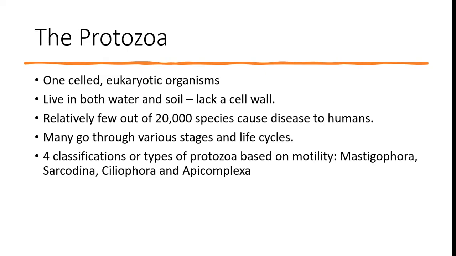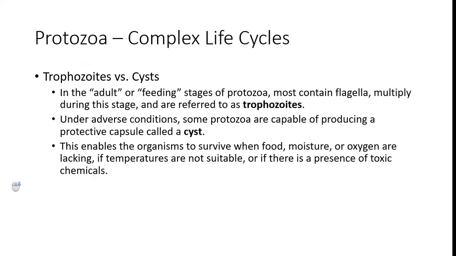The protozoa themselves can cause harm to humans. Unlike when we talked about the algae, where it's the toxins that can cause harm, in the protozoa, the organism itself can cause harm. So, again, I mentioned that protozoa have a complex life cycle, so let's talk a little bit about some of that terminology. So, in the adult or feeding stage of the protozoa life cycle, many of them are going to have a flagella or some ability to move. And when they're in that feeding adult mobile stage, they're called trophozoites.